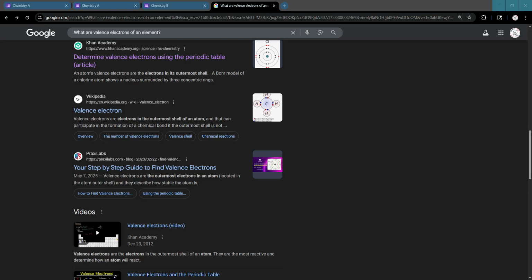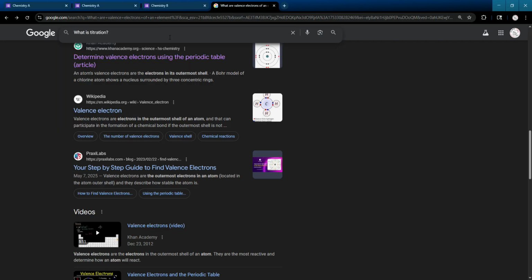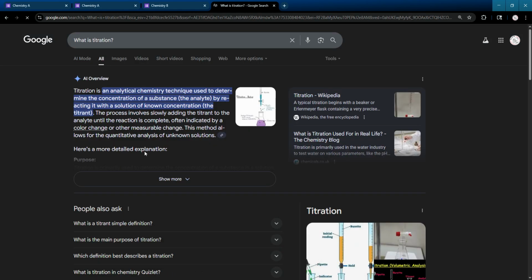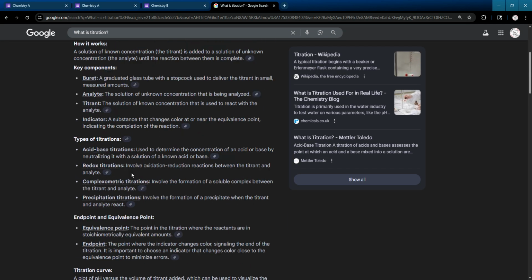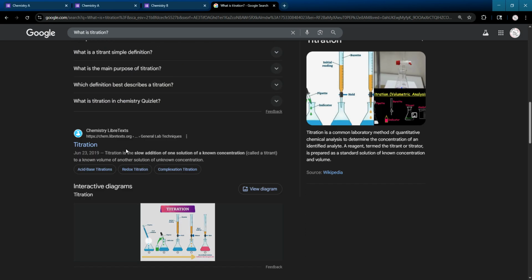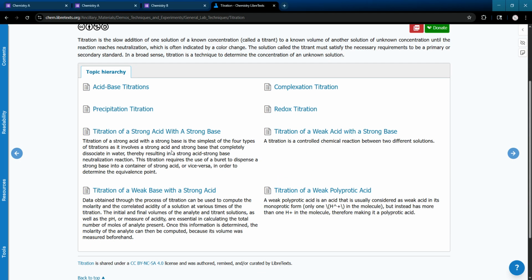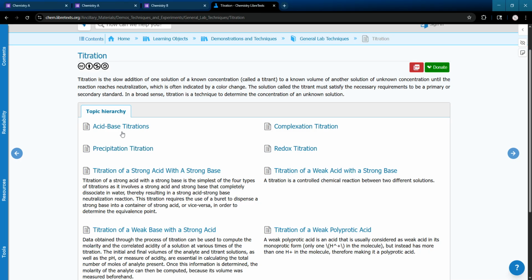Alright, I think we have one more thing to look at, which is called, what is titration? Titration is an analytical chemistry technique used to determine the concentration of a substance. I don't want to look at the AI overview too much. I want to find more nice websites, kind of like concise, clear websites, not so complicated.